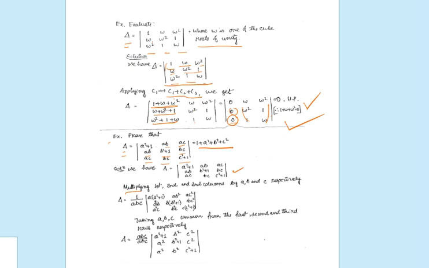Now multiplying the first, second, and third column by a, b, c. That is, first column is multiplied by a, second column is multiplied by b, and third column is multiplied by c. So if you multiply the first column by a, it will be a into a square plus 1, a square b, then a square c. If you multiply the second column, a b square, b into b square plus 1, b square c. Then if you multiply the third column by c, it will be a c square, b c square, c into c square plus 1.